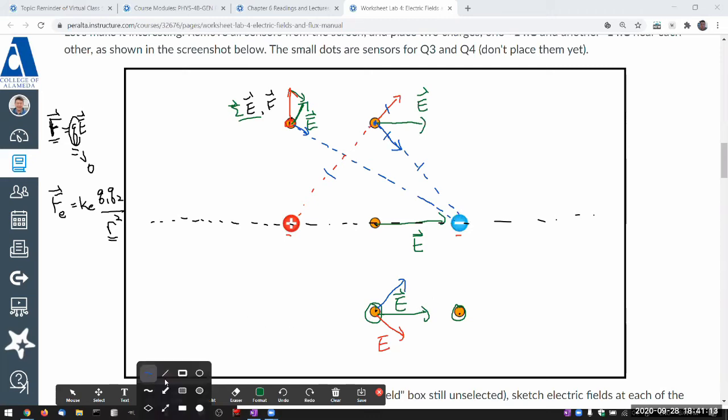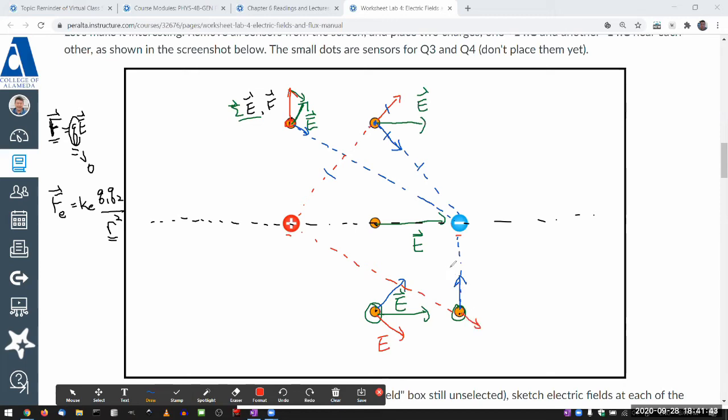So I'm going to do the same thing that I did up there with this test charge. The negative source charge here should be exerting an attractive force along the line connecting the two. So here's the attractive force. And the positive source charge should be exerting a force that's pointing away. That's a smaller magnitude than this inward one.